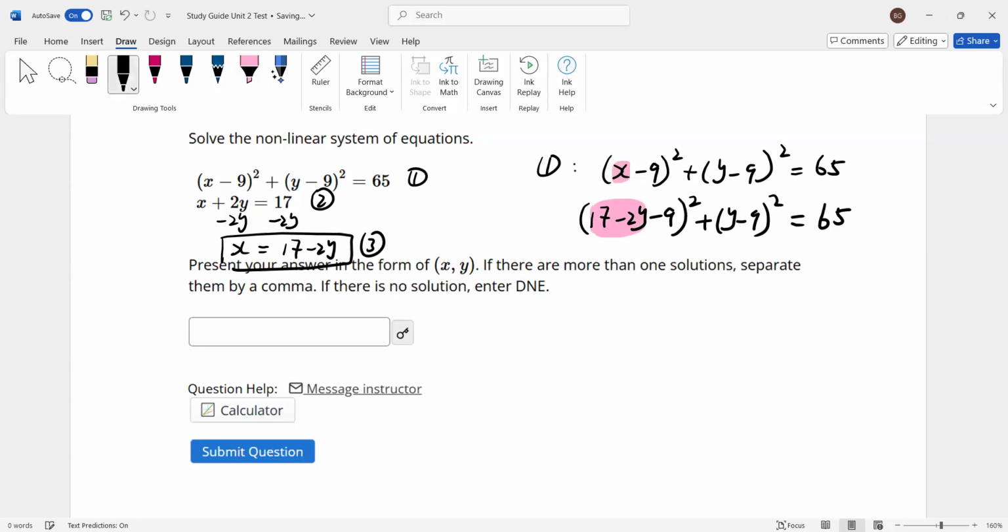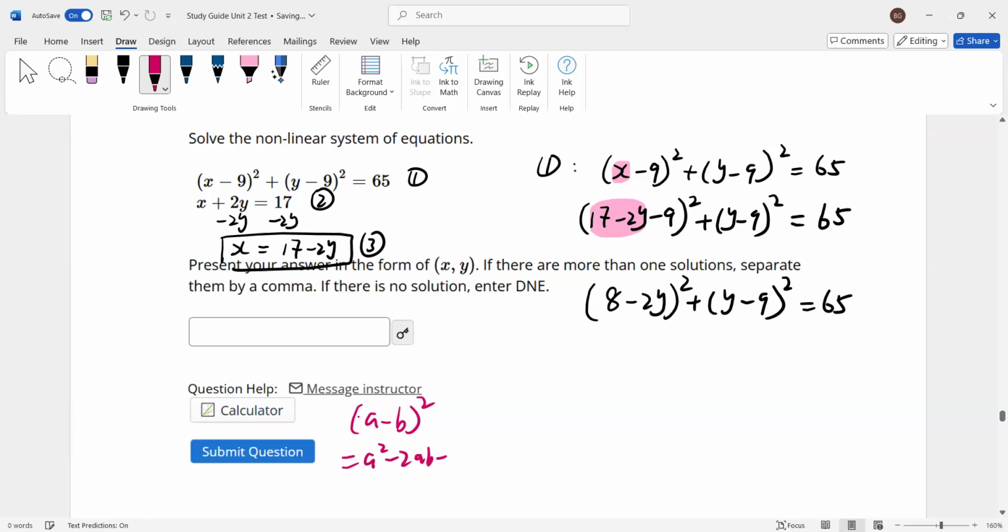Let's simplify the first parentheses. 17 minus 9 is 8. 8 minus 2y to the power 2 plus y minus 9 to the power 2 equals 65. We would have to expand in order to solve for y. And here, I'm going to use this formula: a minus b to the power 2 equals a squared minus 2ab plus b squared. If you don't know the formula, you FOIL. For example, 8 minus 2y to the power 2 is just 8 minus 2y times itself. You can FOIL or use your box method, right? I'm using the formula because it's faster.